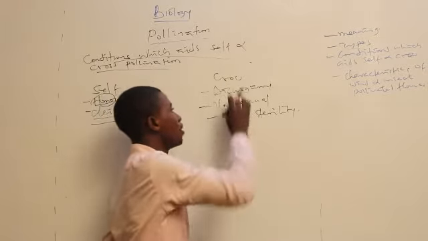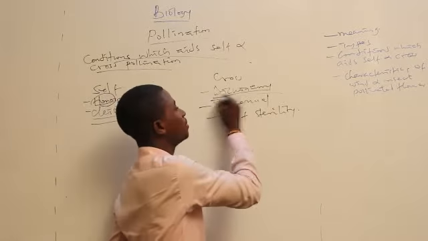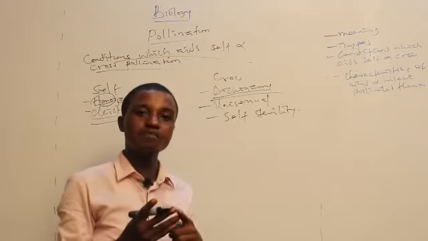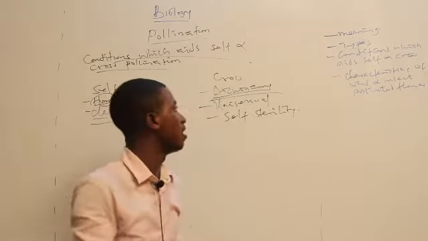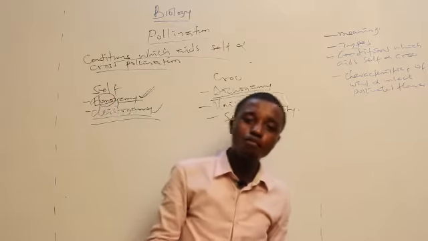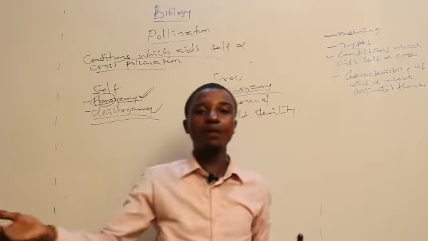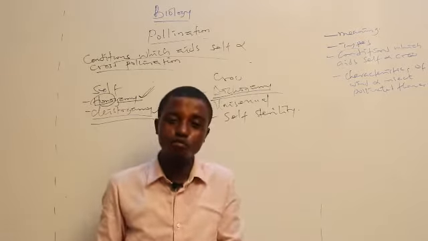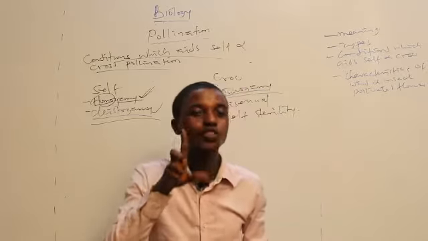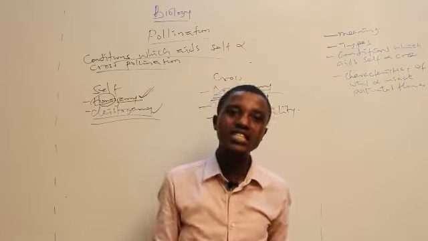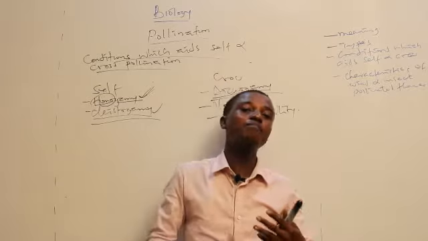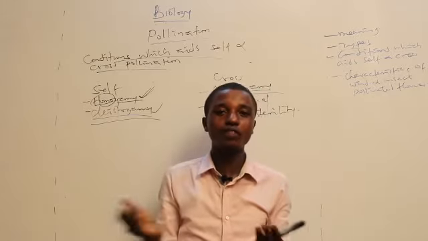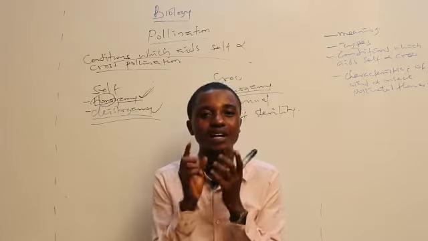What are those factors that support cross-fertilization? That is what we call dichogamy. Dichogamy is the opposite of what? Homogamy. For homogamy, both the anther and the stigma are maturing at the same time. For dichogamy, the anther ripens at a different time compared to the stigma. The anther ripens before the stigma, or the stigma ripens before the anther. But both of them cannot ripen at the same time. They cannot mature simultaneously.